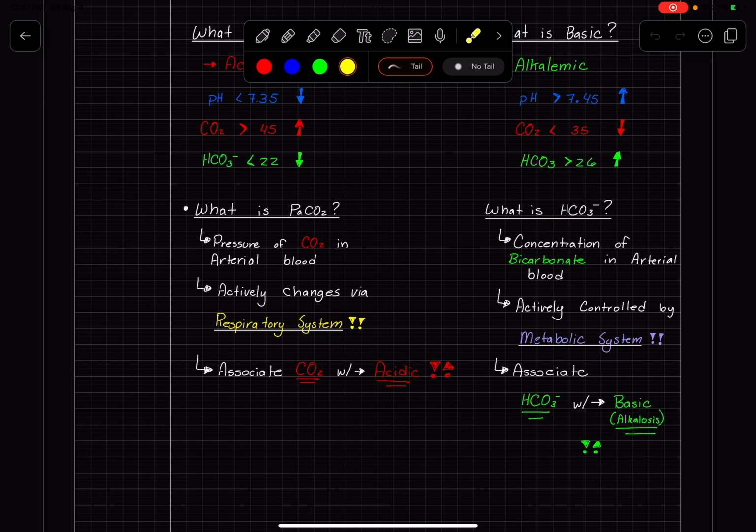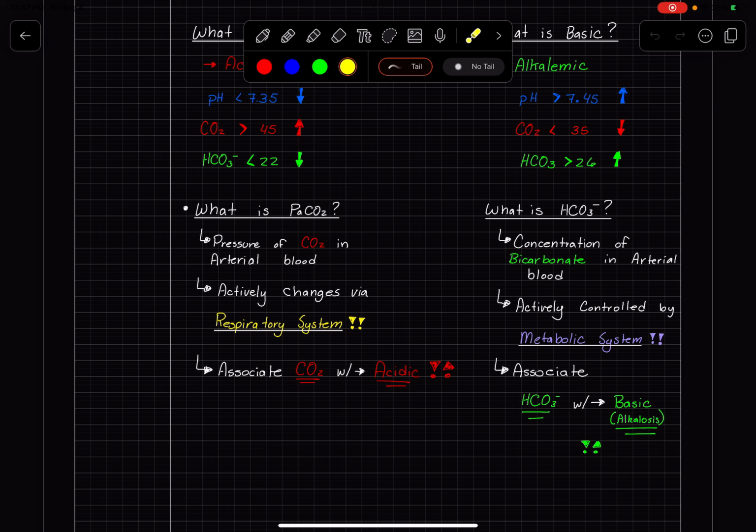Okay, then let's have an understanding of what PaCO2 is. There's a lot of letters in that acronym. Well, it just means pressure of CO2 in arterial blood, because that's what we're measuring. It's the best way to measure our acid-base balances is through arterial blood.